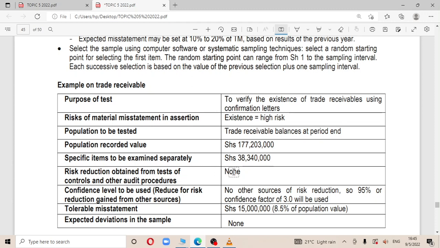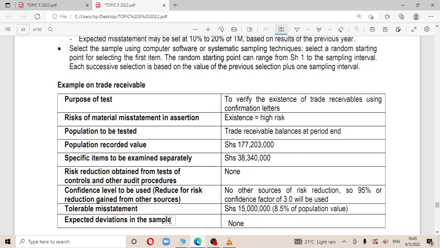Controls, you've not reduced your risk because controls are also maybe not working. Confidence level you want to test, you want to prove up to 95%. And then total misstatement 15 million. You can only tolerate misstatements of up to 15 million. This one you just use your judgment, or 8.5% of the population.